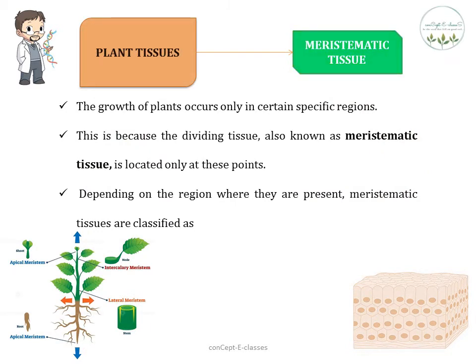Now you might have noticed that plants tend to grow throughout their life. This is mainly because of some cells that keep on dividing. If you notice these plants, the growth of plants occurs only in certain specific regions.